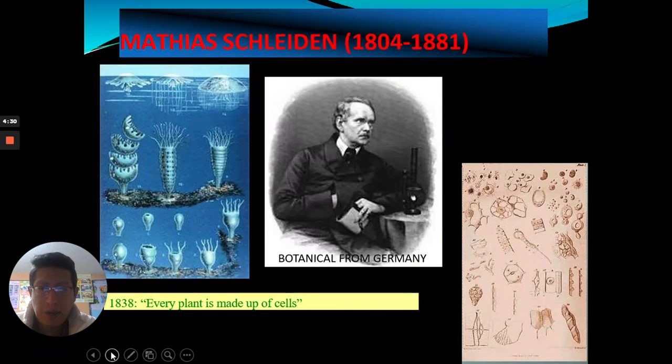Here we have some information about Matthias Schleiden, 1804-1881. He was a botanist from Germany. He affirms in 1838 that every plant is made up of cells. Here we have some pictures to illustrate this information.